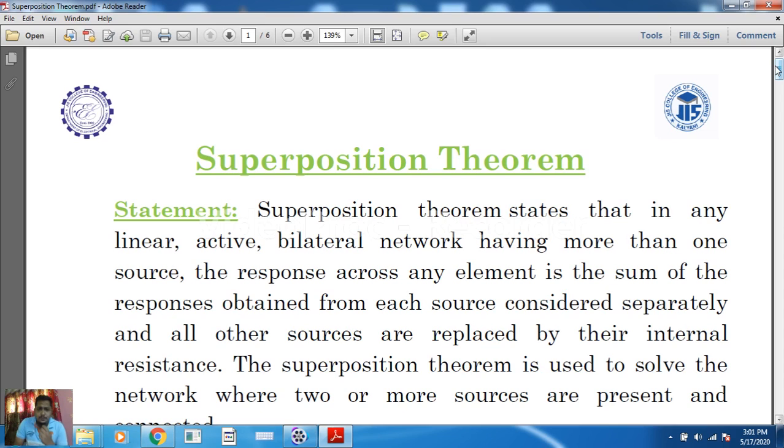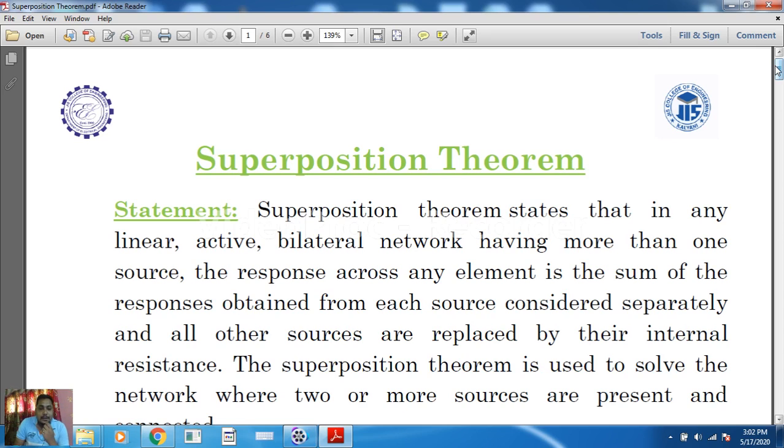So first we are coming to the statement of the superposition theorem. Before that, initially we have to understand why and where we can use the superposition theorem. The superposition theorem is basically an application of Ohm's law, extended Ohm's law. In Ohm's law, we know V is equal to IR.